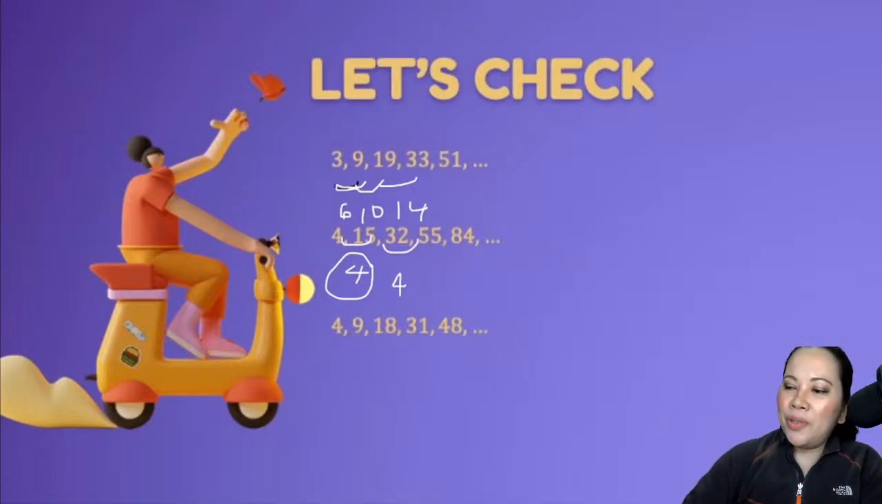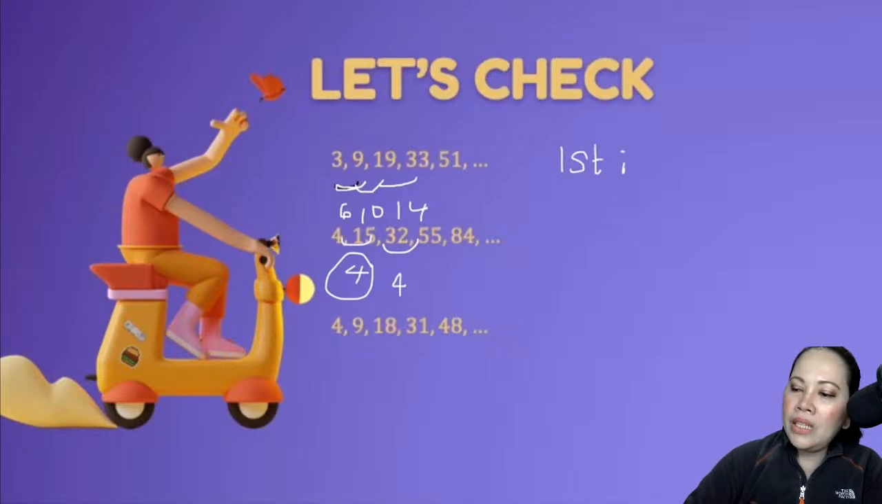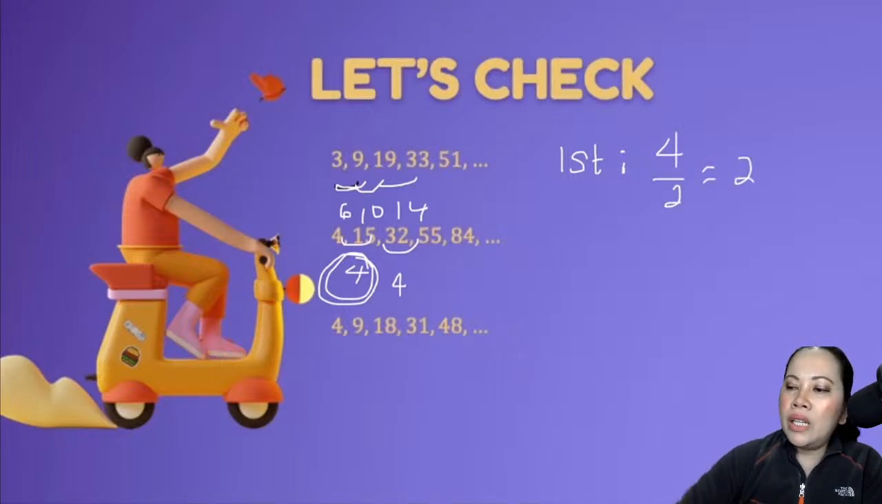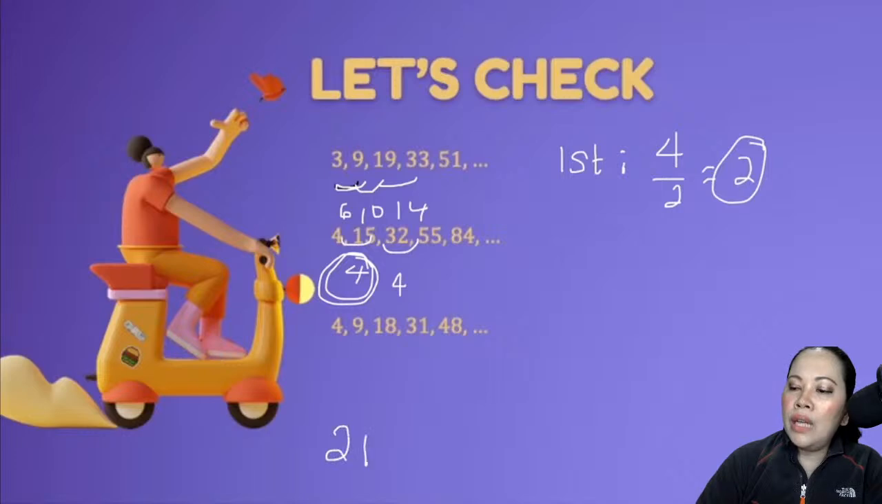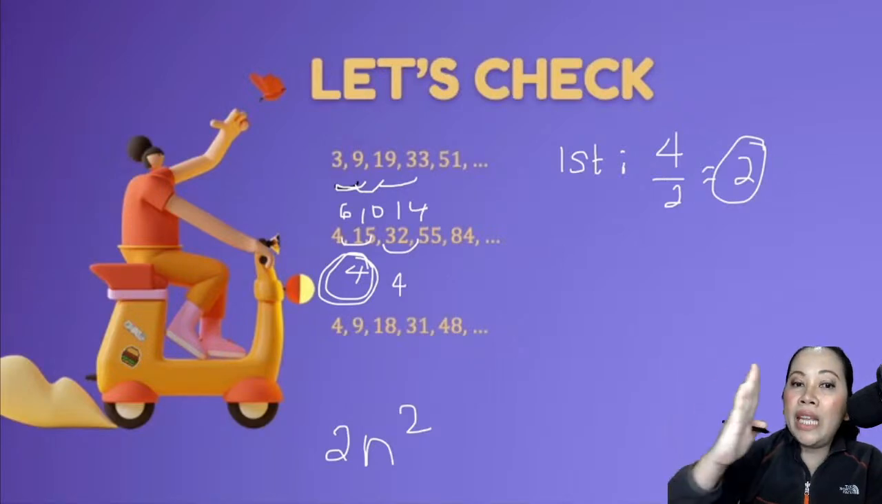Alright? So the first step is to divide the second difference by 2. So 4 divided by 2 is 2. That means that this 2 here will be the number that you multiply with n squared. So that will be 2n squared. Okay? And then the next step is to substitute the n.